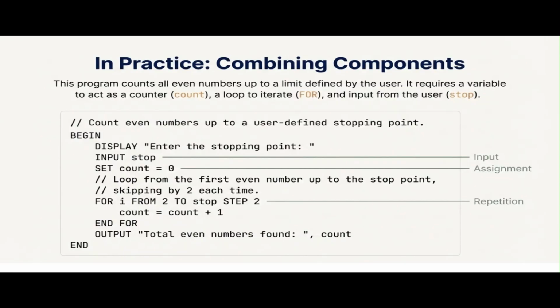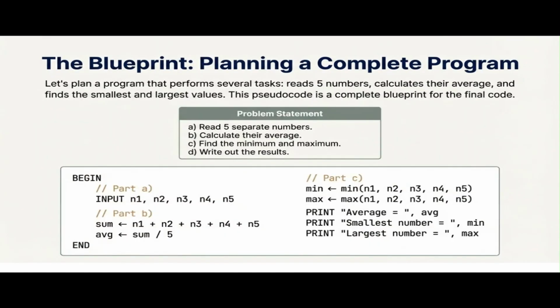Bigger task: read 5 numbers, average them, find min/max, show results. Problem broken into parts, IPO, pseudocode: input num1 to num5, sum equals num1 plus num2 plus num3 plus num4 plus num5, avg equals sum/5, min of them, max, print average, smallest, largest. It's a full plan. Expand min/max with comparisons if needed.